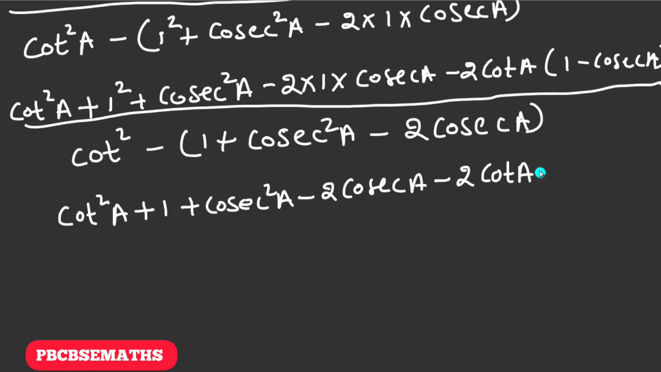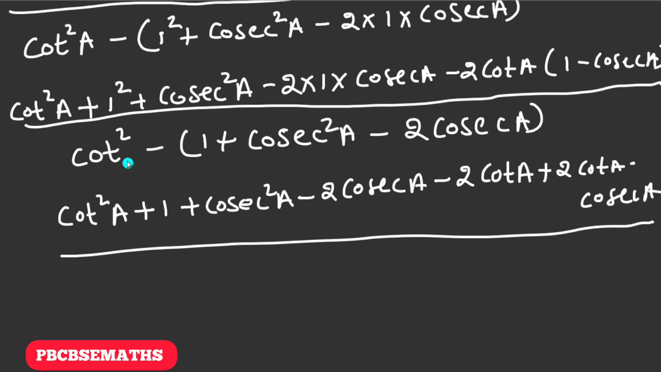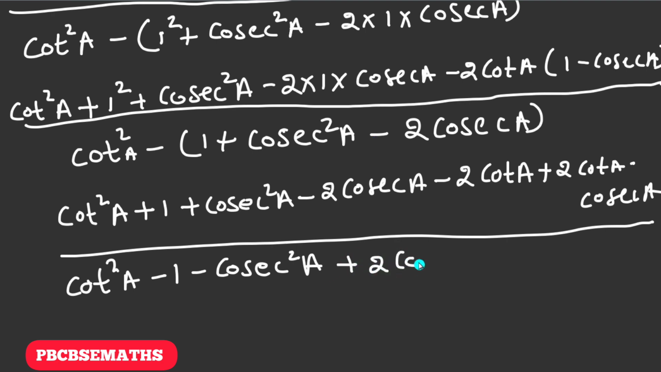Minus into minus gives us plus. 2 cot A into cosec A gives us 2 cot A into cosec A, whole divided by, let's write this, cot square A, here also let's write A, then minus into plus 1 gives us minus 1, minus into plus cosec square A gives us minus cosec square A, minus into minus 2 cosec A gives us plus 2 cosec A.